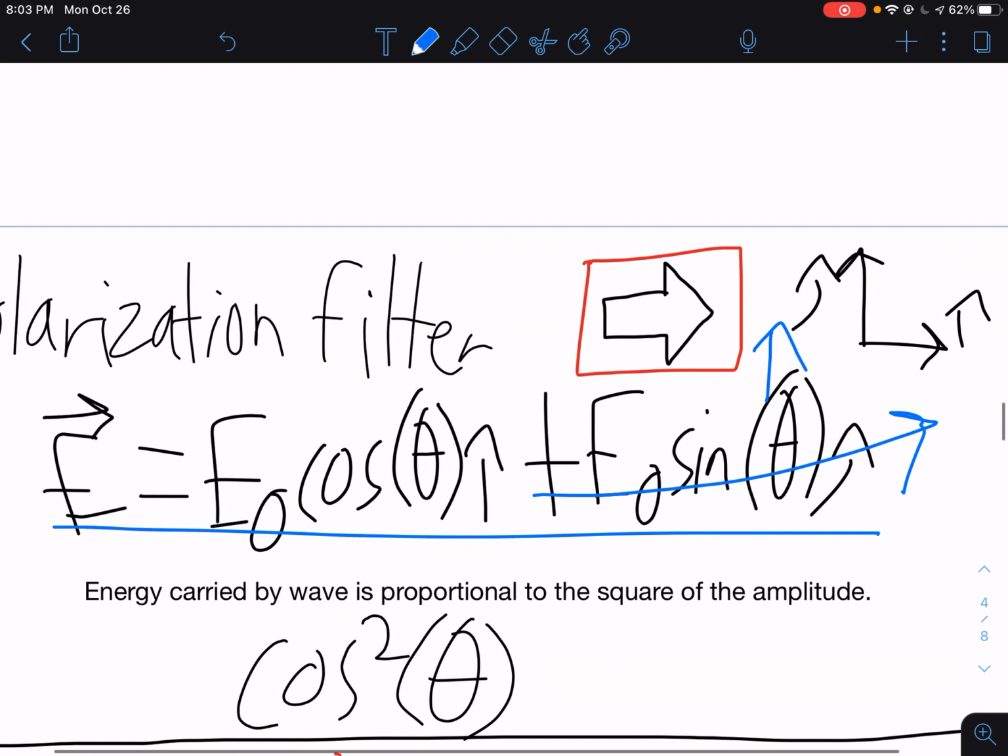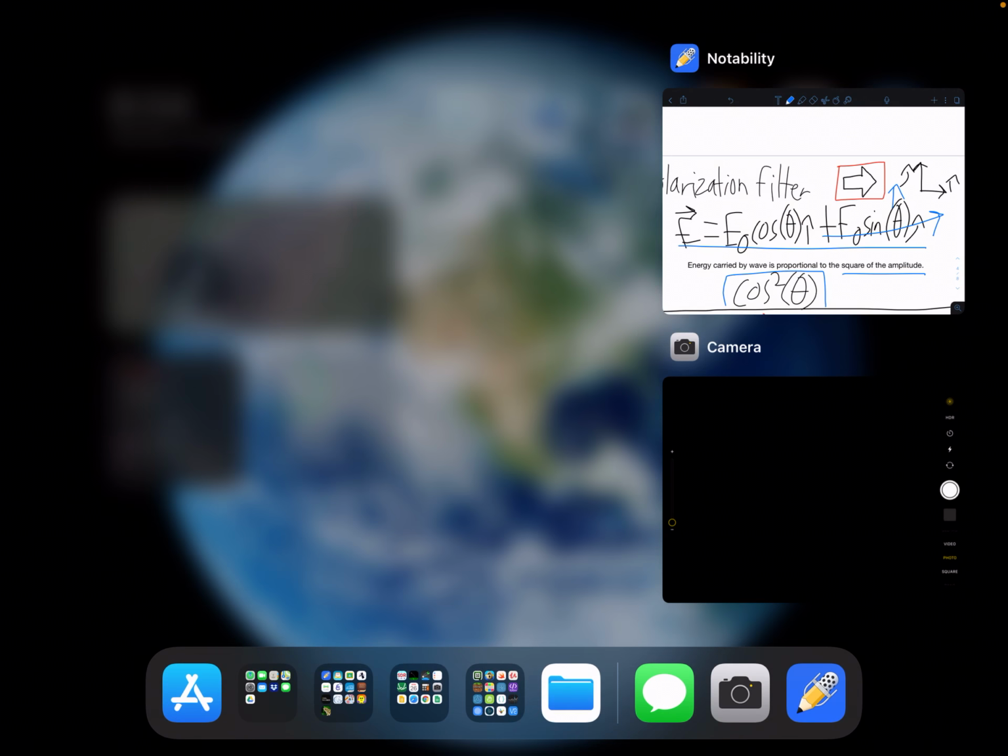And so the energy carried by a wave is proportional to the square of the amplitude. And so it's proportional to this, cosine squared of theta. And so we're going to explore that with another demonstration regarding the polarized paper.